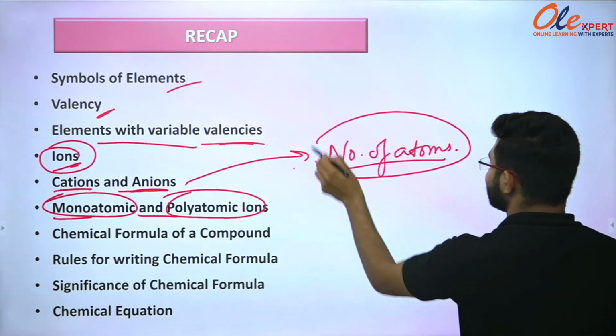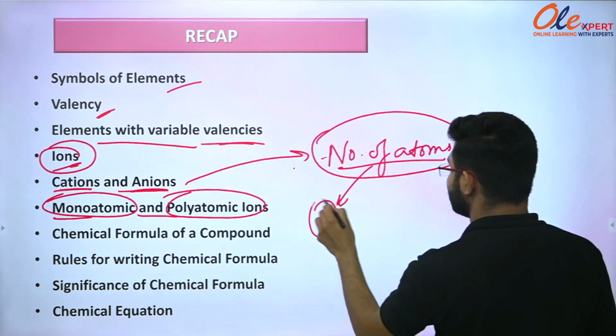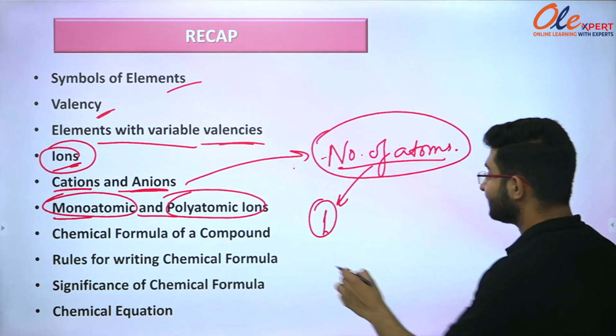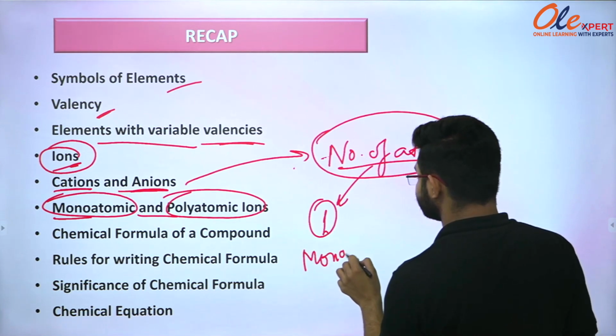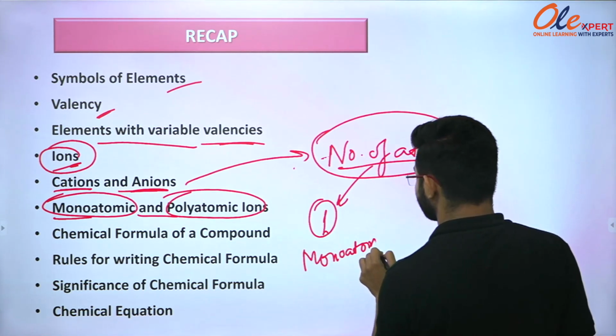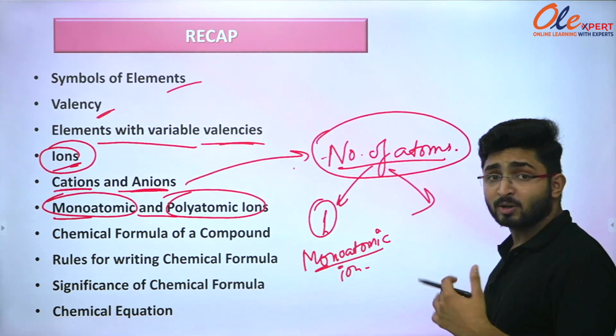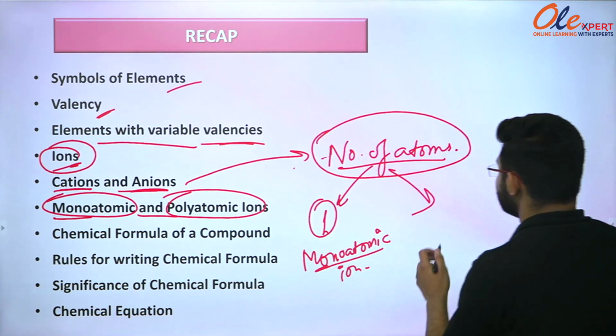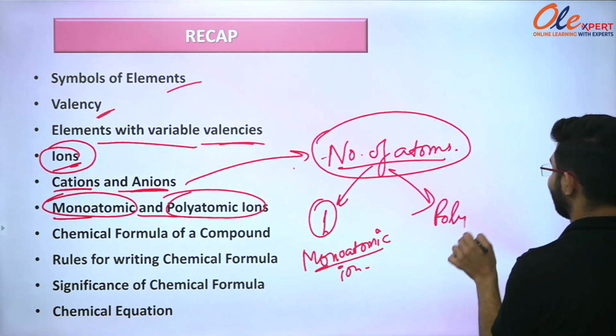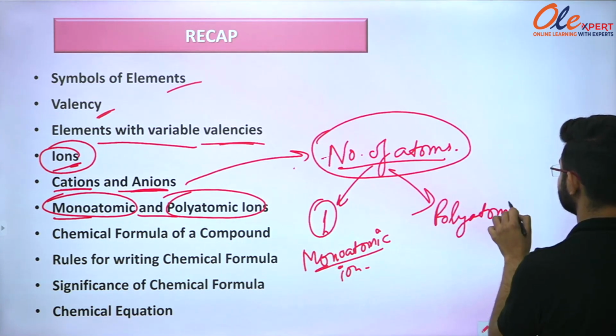If the number of atoms is only one, of a particular element, then it's a monoatomic ion. And when the atoms are of different elements, then it is a polyatomic ion.